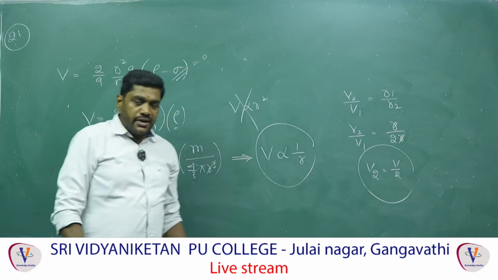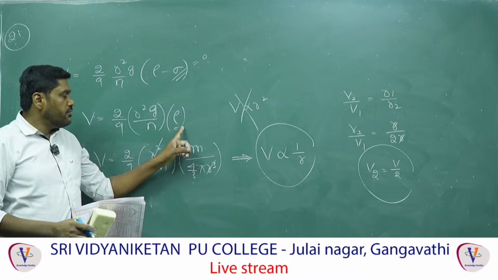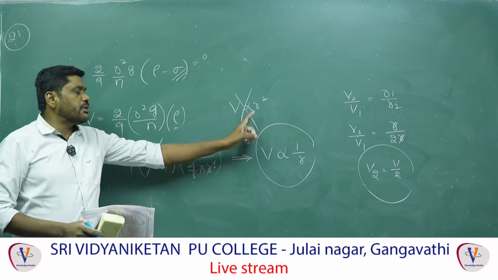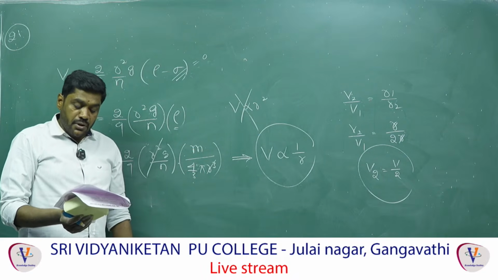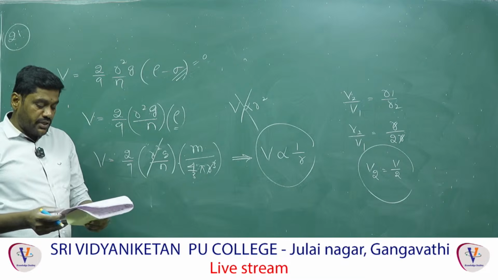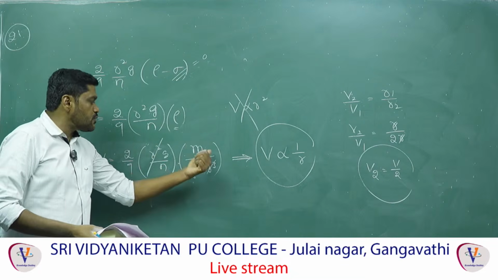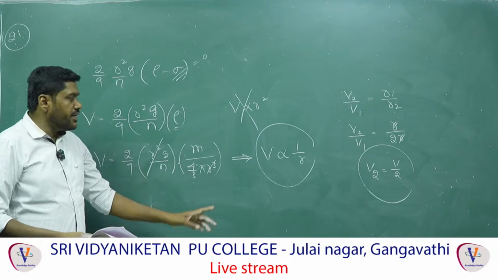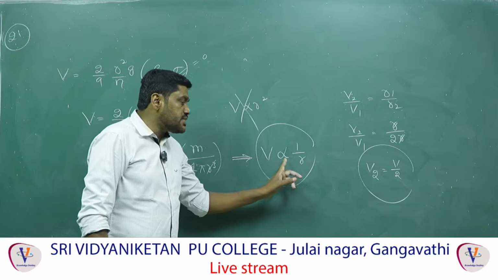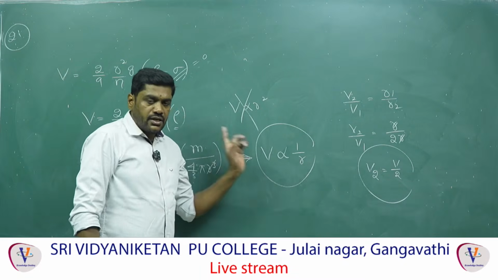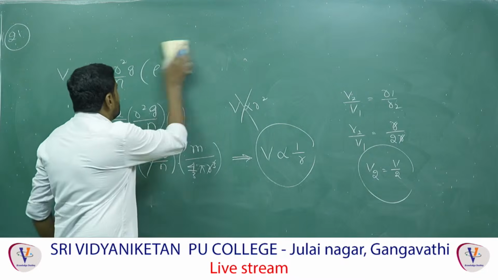R cancels. After simplification, V2 is equal to V1 by 2. And in this question, the most confusing thing is that by following this, you will feel that V is inversely proportional to R square. Those options may also be given in the question, but that is not correct. So be careful, it is wrong. The density of the sphere also depends upon its radius. Finally, for the given density, the terminal velocity is inversely proportional to radius, not directly proportional to the square of the radius.